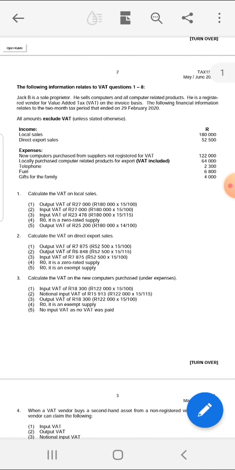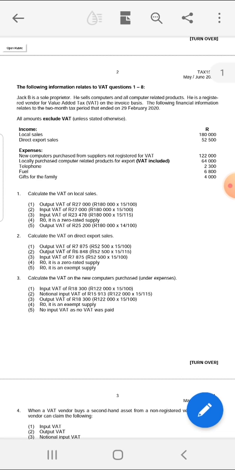So we have our local sales, direct export sales, and expenses. On our expenses, we have a new computer purchased from a supplier not registered as a VAT vendor, a local purchase of computer related product for export, VAT is included, telephone, fuel, and a gift for a family member. So question number 1 says calculate the VAT on local sales.